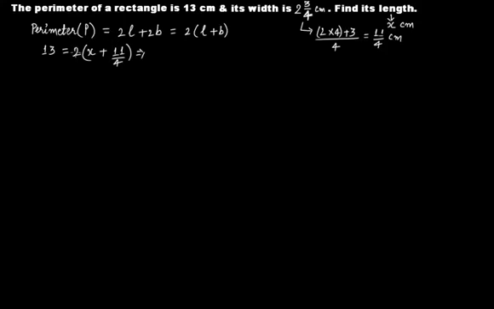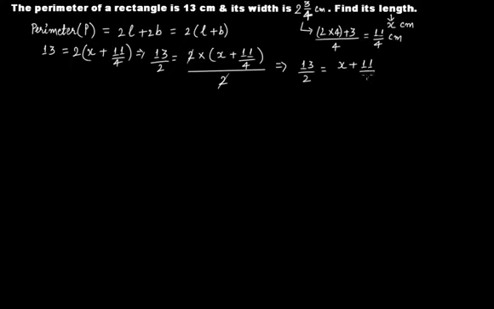And how can we do this? This is 2 multiplied by x plus 11 by 4. So divide both the LHS and the RHS by 2. On dividing both the sides by 2, we get 13 by 2 is equal to 2 multiplied by x plus 11 by 4, and this also gets divided by 2. This 2 and this 2 when divided will become 1. So you get 13 by 2 is equal to x plus 11 by 4.